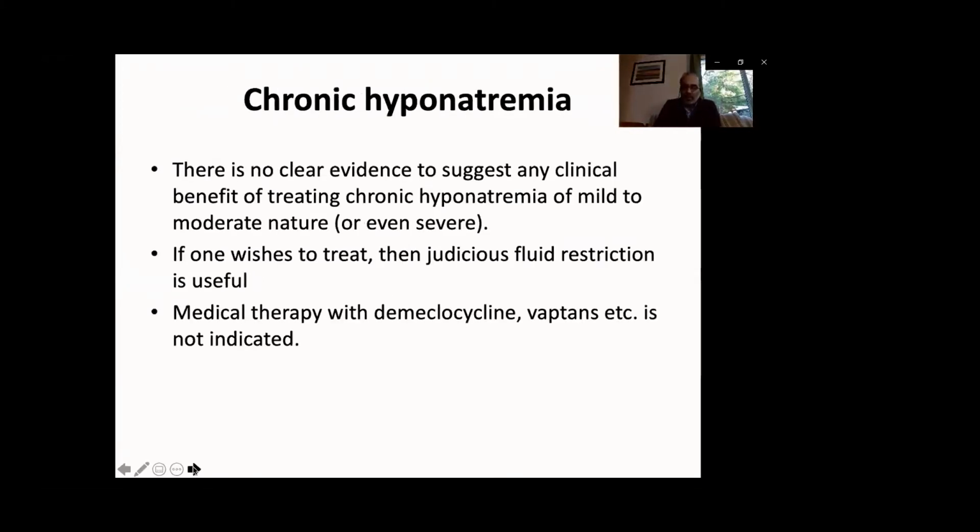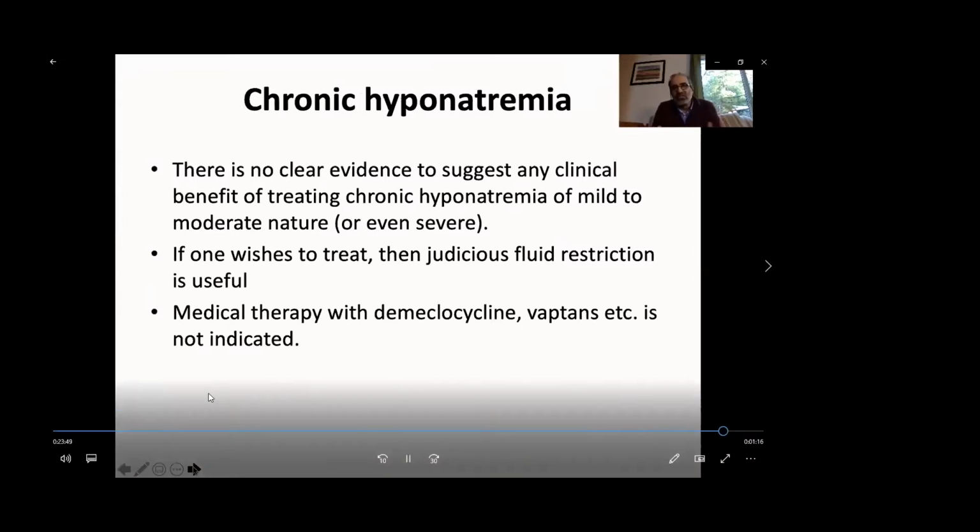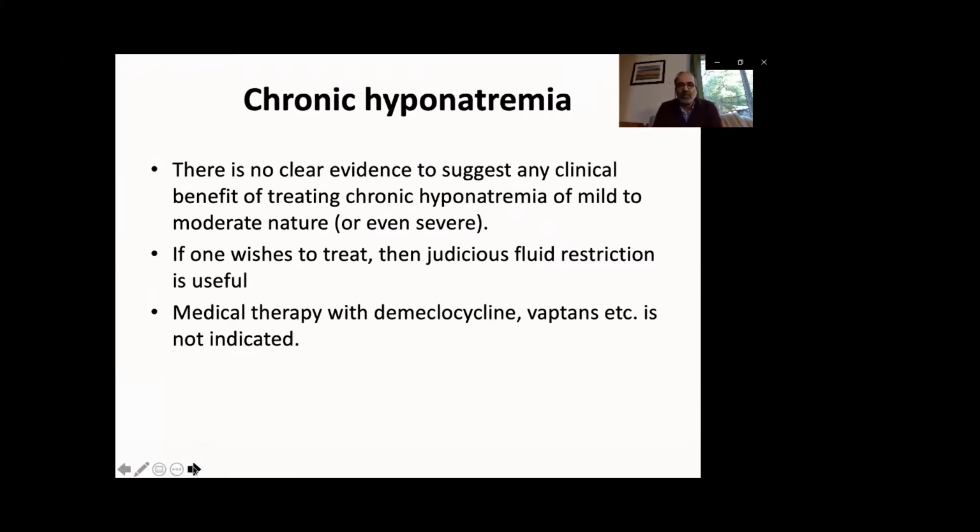In terms of chronic hyponatremia, there is really no clear evidence to suggest that there's any benefit to treating, particularly if it's mild to moderate, and even not in severe. Unless the patient has symptoms, I generally watch them, and essentially we use judicious fluid restriction, maybe add a bit of salt and demeclocycline, but that is pretty much all you need. Mostly these people do fine without any treatment.